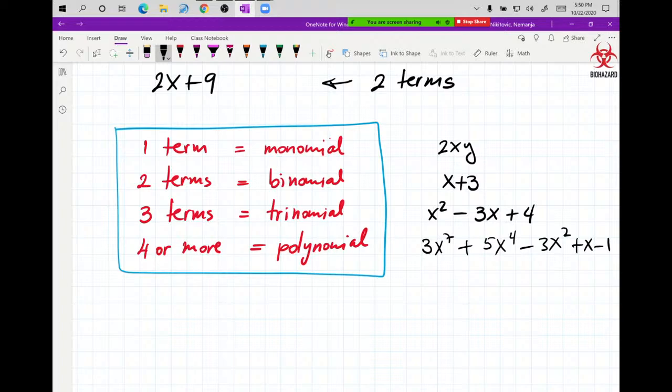So we have term, what it means, how to know when the term ends and the new one begins, and then monomial, binomial, trinomial, polynomial. These are the terms that we will use, classifying just by the number of terms it has.